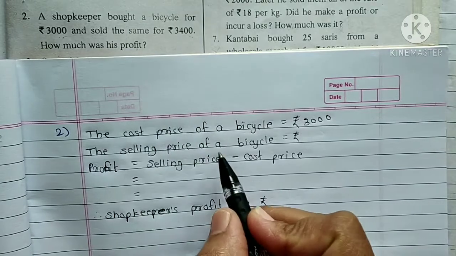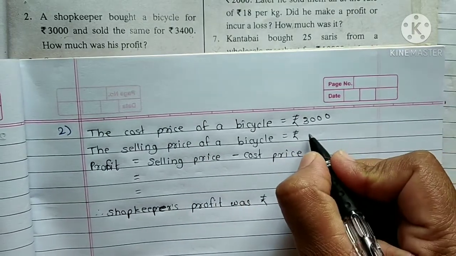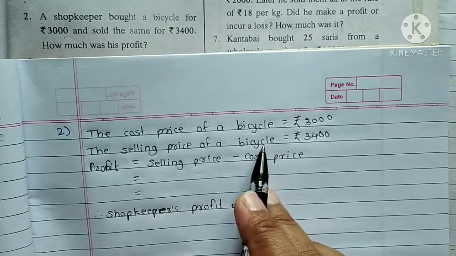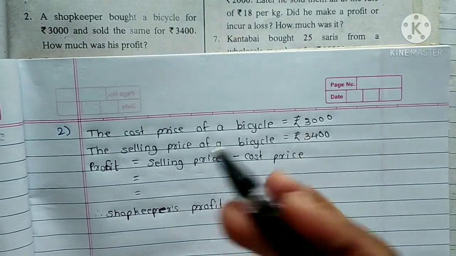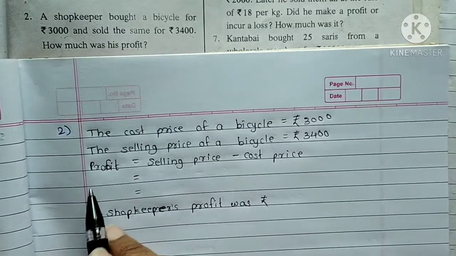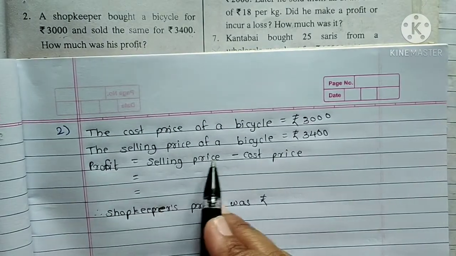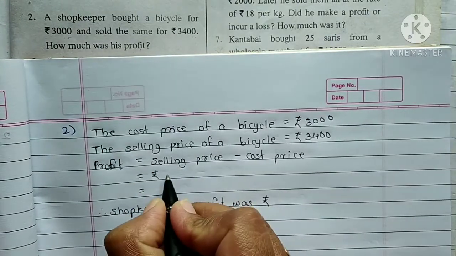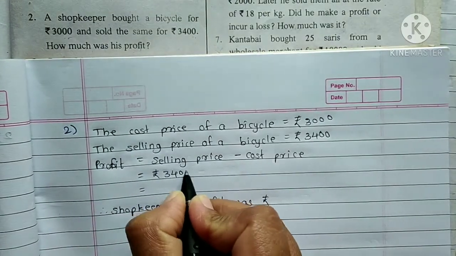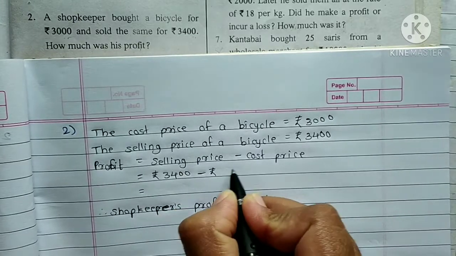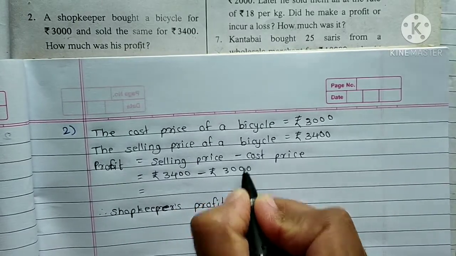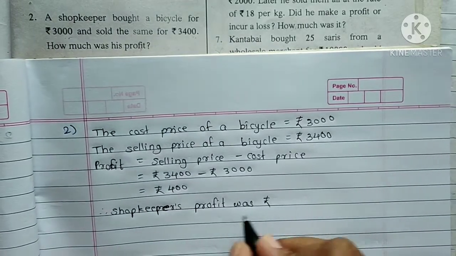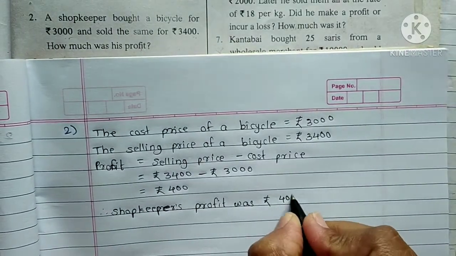That means the selling price of the bicycle is rupees 3400. Here selling price is more than cost price, obviously there is a profit. Therefore profit equals selling price minus cost price. Now substitute values. Rupees 3400 minus rupees 3000. After subtraction you get rupees 400. Therefore the shopkeeper's profit was rupees 400.